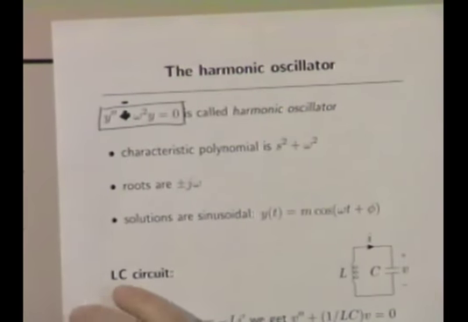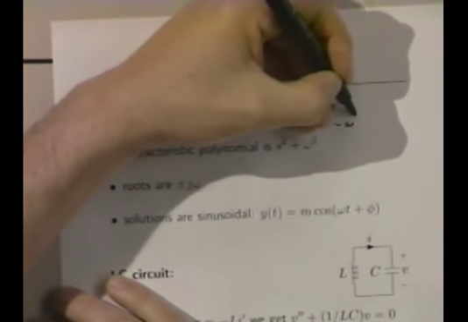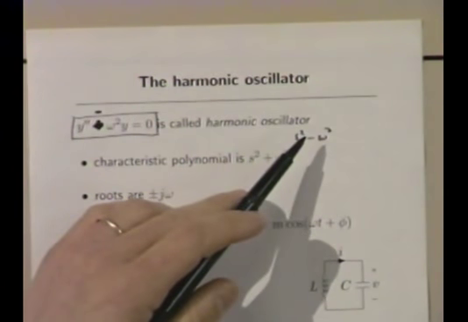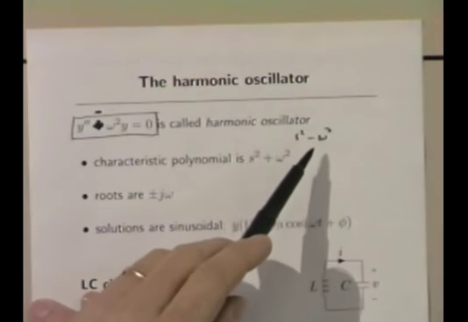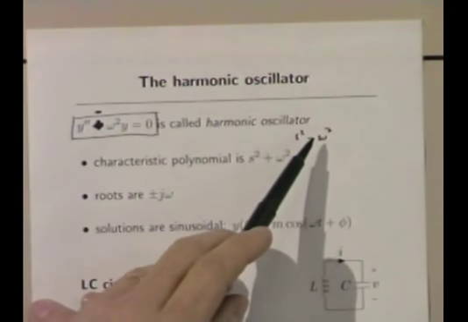Well, it all comes down to the characteristic polynomial. What's the characteristic polynomial of this? It's s squared minus omega squared. This hasn't been much change yet. s squared plus omega squared, s squared minus omega squared. Now, what are the roots of this characteristic polynomial? They're plus minus omega, and they're real.